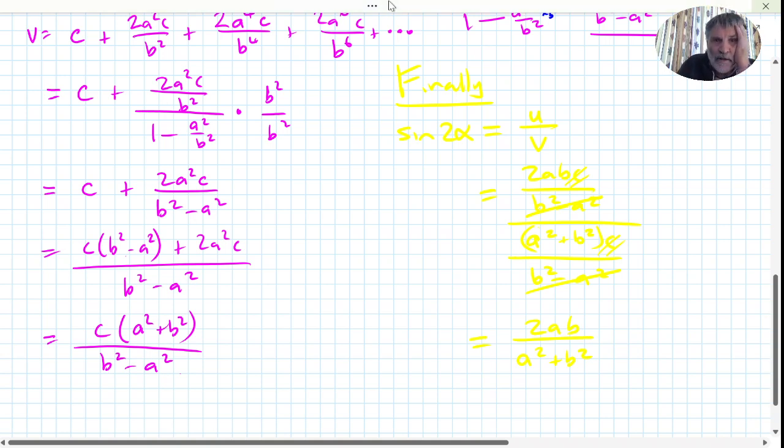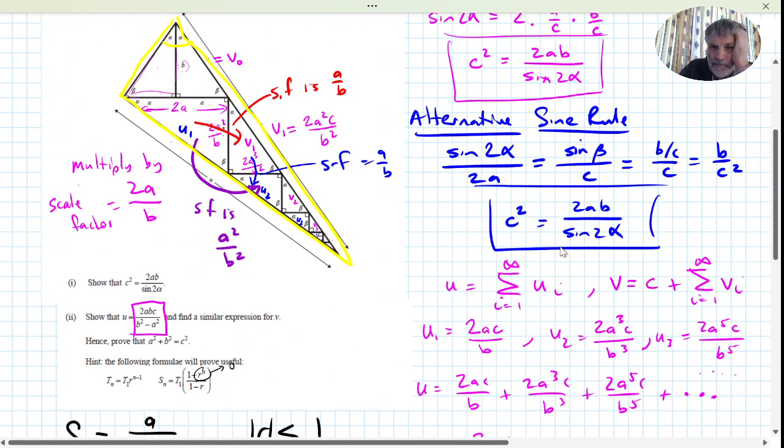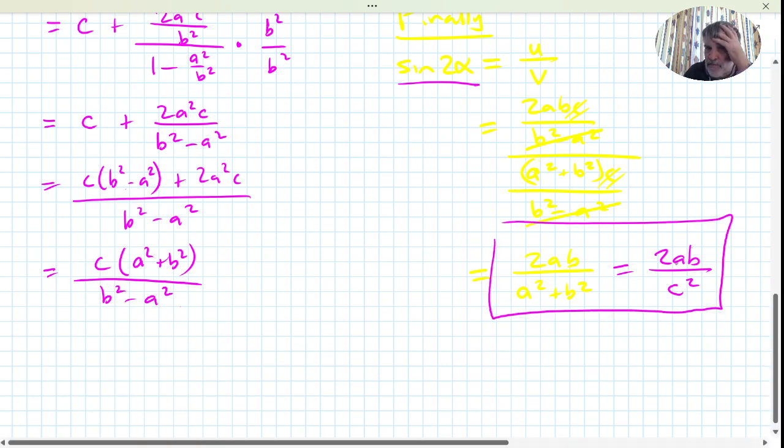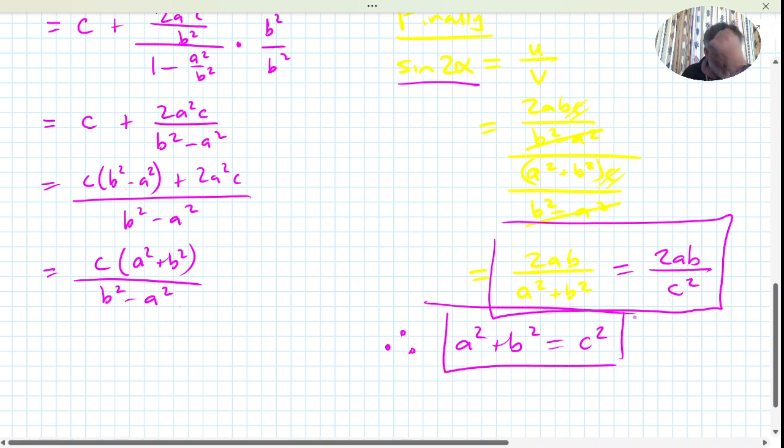But in the first part of the question, we found that sine 2 alpha was equal to 2ab over c squared. Right up here. If these two things are the same, they've got the same numerator, the denominators have to be the same. Therefore, a squared plus b squared equals c squared. Something that Pythagoras knew thousands of years ago.